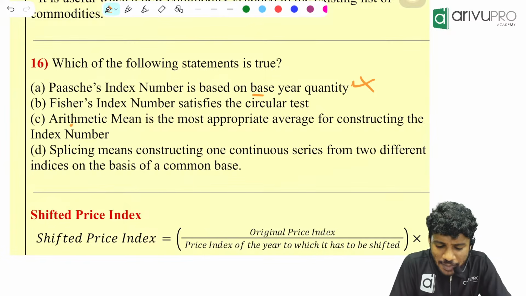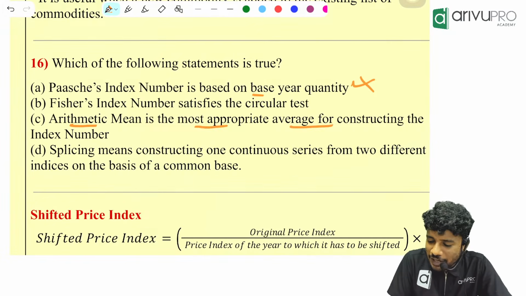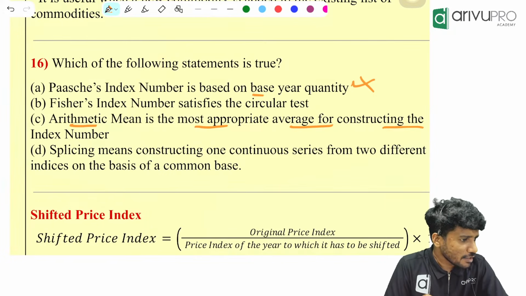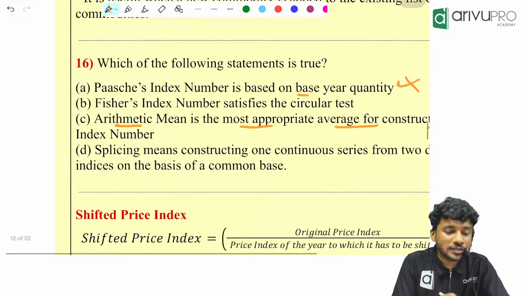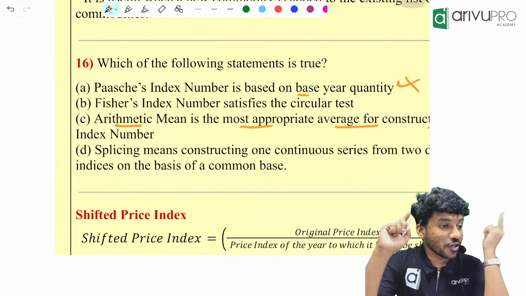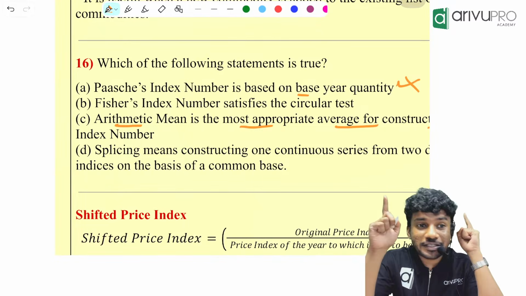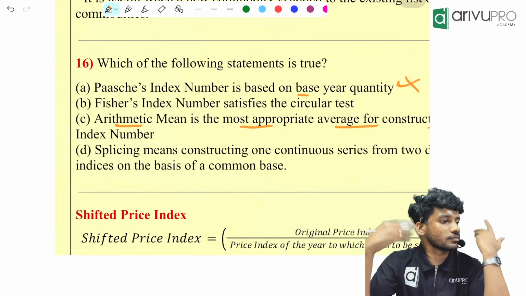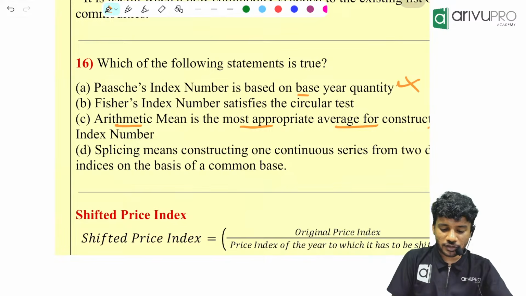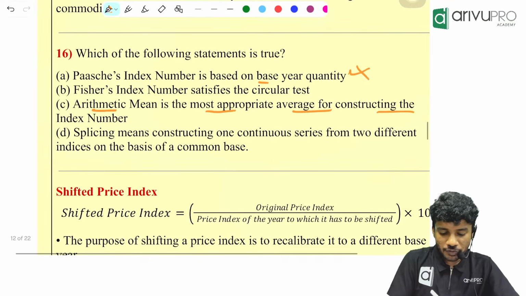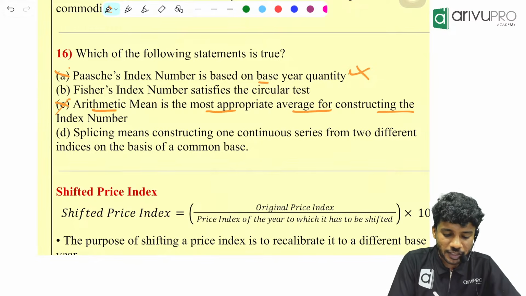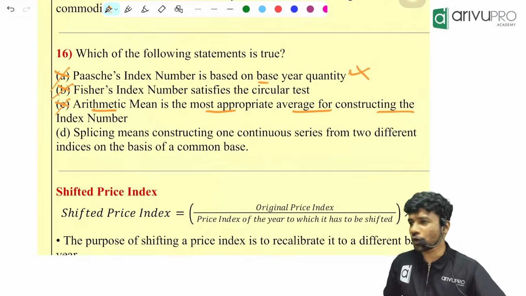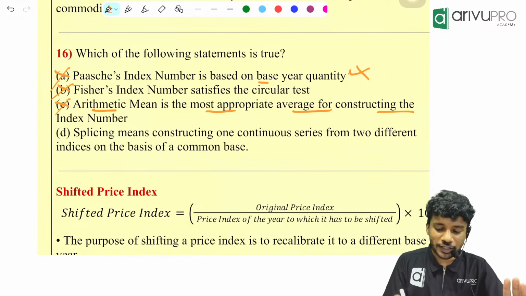Now, arithmetic mean is the most appropriate average for constructing index number. Is it correct? No, I told you yesterday, whenever percentages are involved, which is the best measure? Geometric mean. So, geometric mean is the best measure for constructing our index number. So, which one is correct? Option C is also wrong. Option A is also wrong. Option B, right now we don't know, but I will say that that is also wrong for now. In the future, you will get to know.